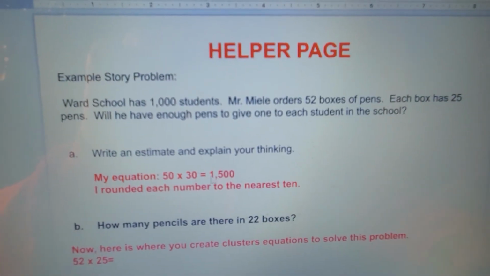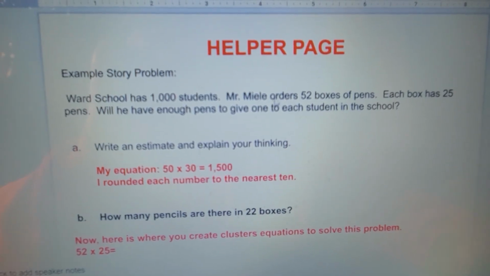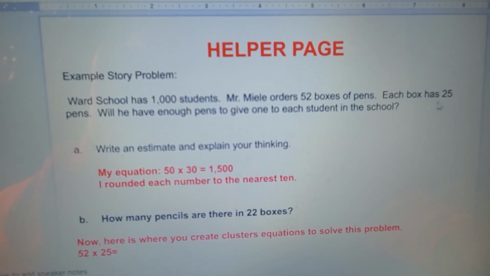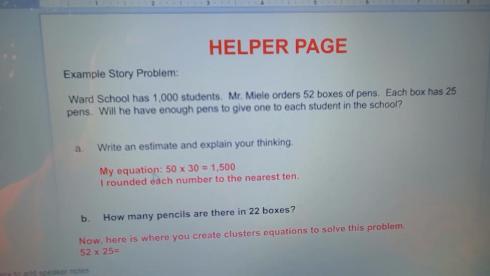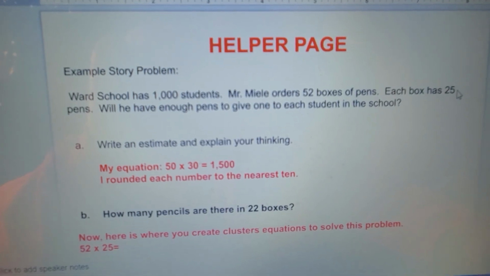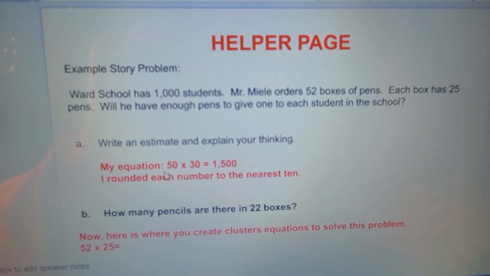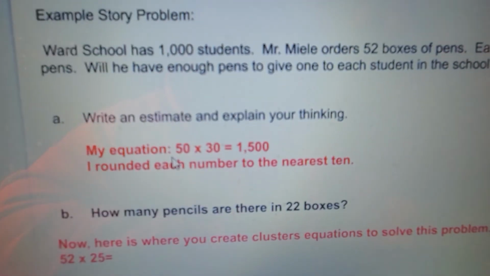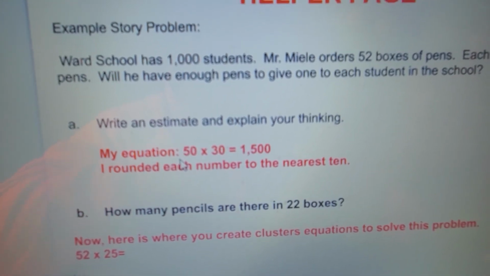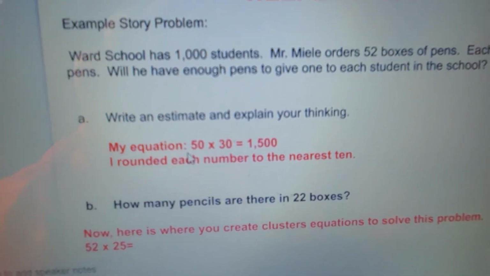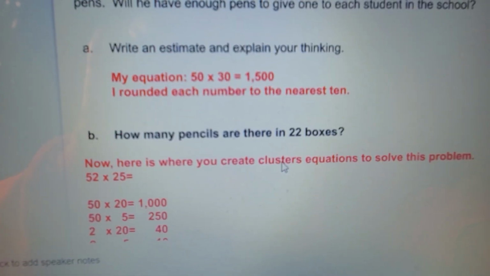So the first part you have to do is write an estimate and explain your thinking. The way we estimate is we round each factor to the nearest 10. So 52 boxes of pens, 52 rounds to 50. And the 25 can round to 20 or to 30. So we round up to 30. So my equation is 50 times 30 equals 1,500. That's my estimated answer. And to explain my thinking, I rounded each number to the nearest 10. So that's the strategy. That's what you have to write in your explanation.